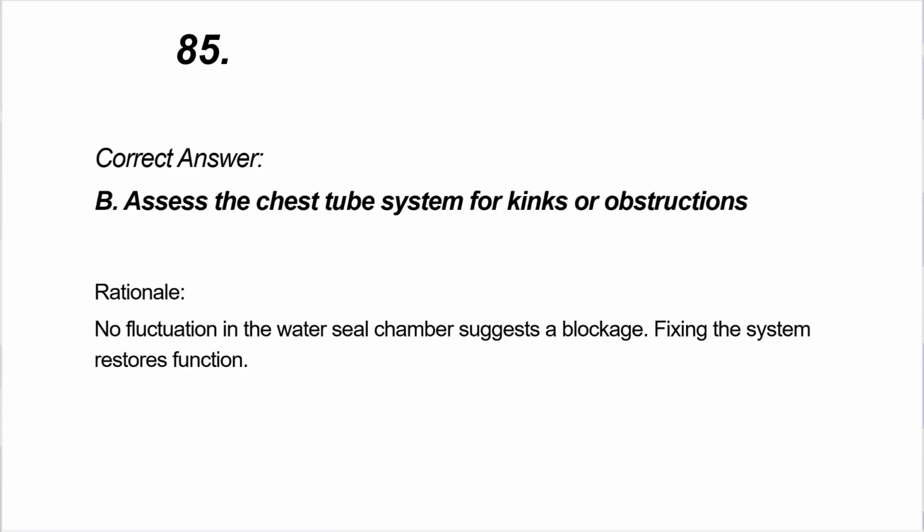85. B. Assess the chest tube system for kinks or obstructions. Rationale: no fluctuation in the water seal chamber suggests a blockage. Fixing the system restores function.